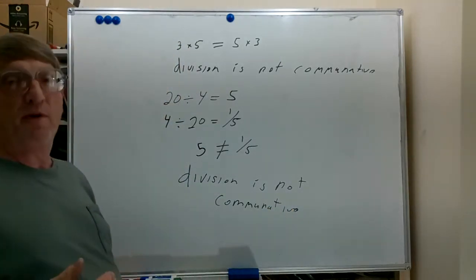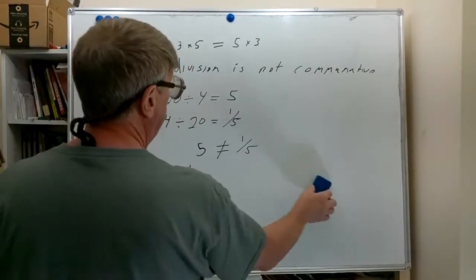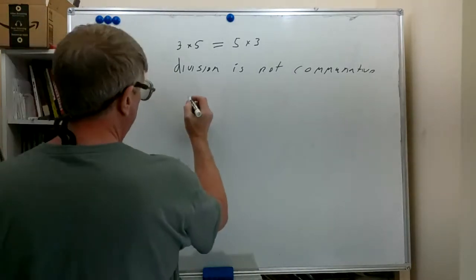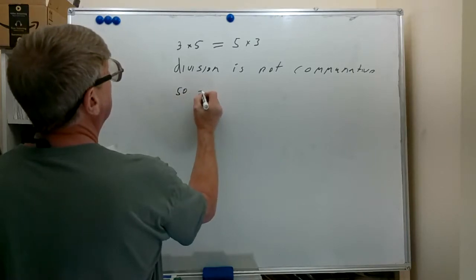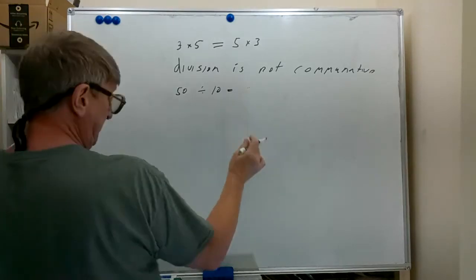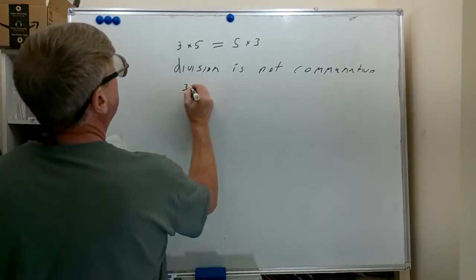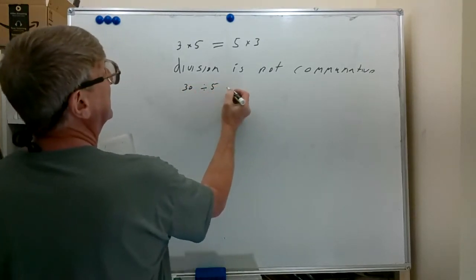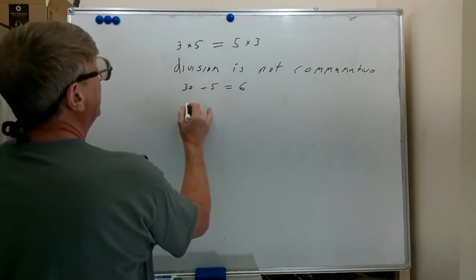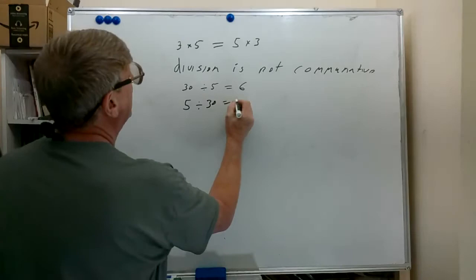So we got to make sure we keep our order the same as intended for division if we want to get the right answer. And we'll do one more here. 50 divided by 10. That's going to equal 5. Oh, I don't like that example. Let's go 30 divided by 5. That will equal 6. 5 goes in 30 6 times. If we reverse the order, 5 divided by 30, that will equal 1/6.